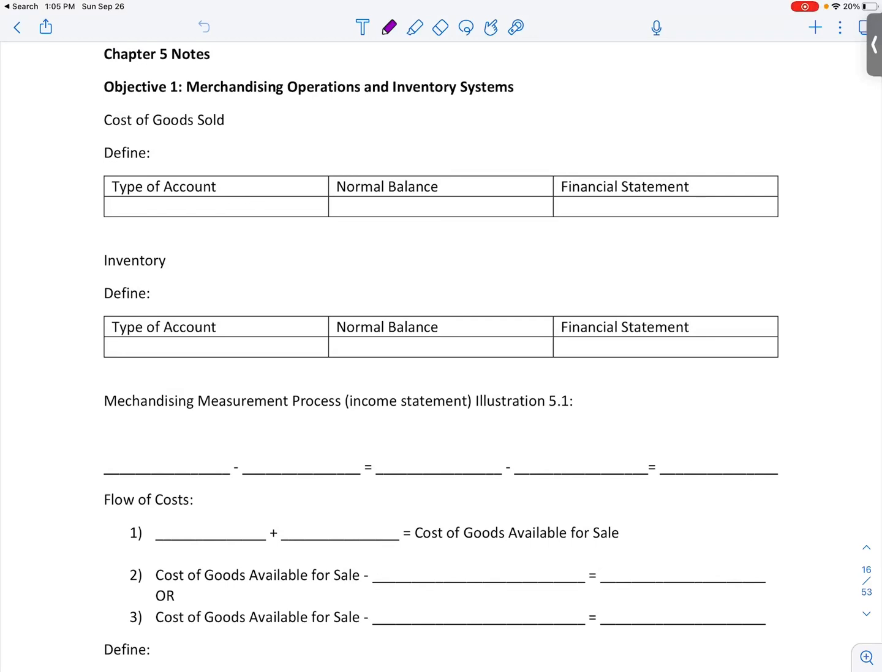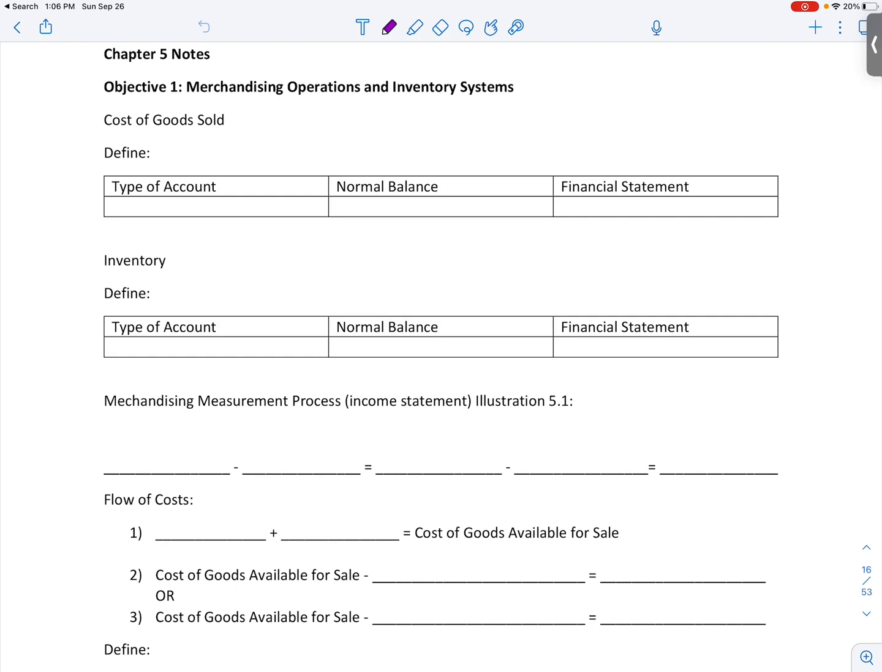There's a lot going on in this chapter, so I want to take some time to walk you through some of the merchandising journal entries and how we're looking at the process of buying inventory to sell differently from when we're trying to make inventory or sell a service.